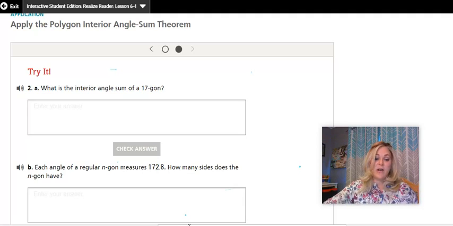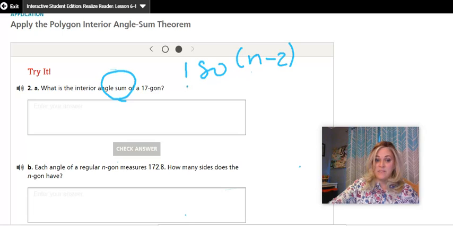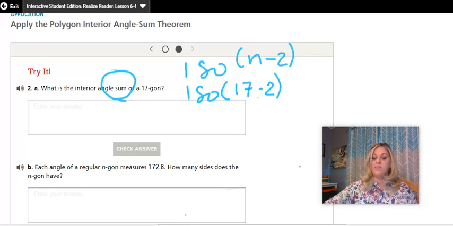What is the interior angle sum? Look for those words like sum and each. If I look at sum, that means I'm looking at the total. So I'm going to write an equation, 180 times (n minus 2), and my n is 17. So 180 times (17 minus 2) would give me the total. If I need to find one or each angle, then I would take this whole answer and divide it by 17.